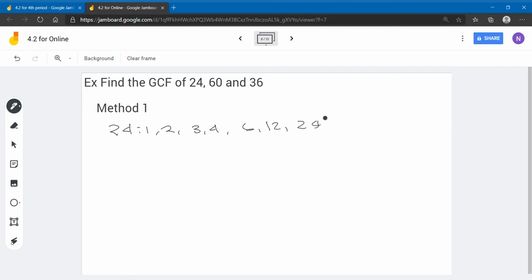1 times 24, 2 times 12, and then, oh my bad, I forgot one number, 8 and 6. 3 times 8 is 24, 4 times 6 is 24. I forgot a list on that.